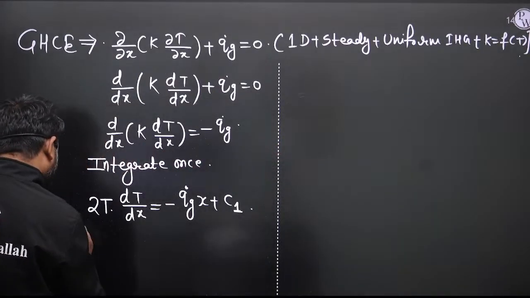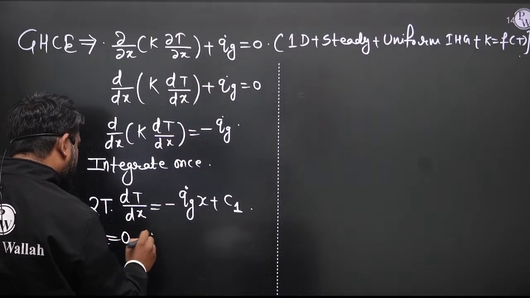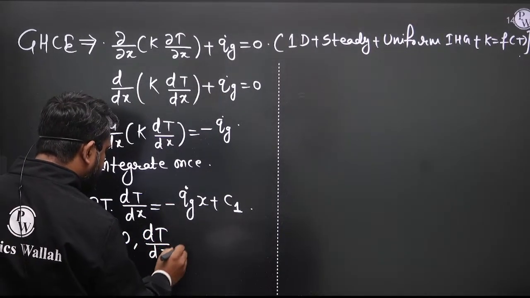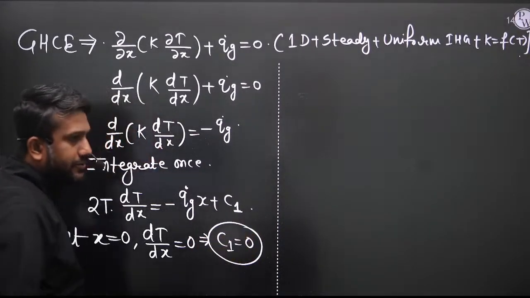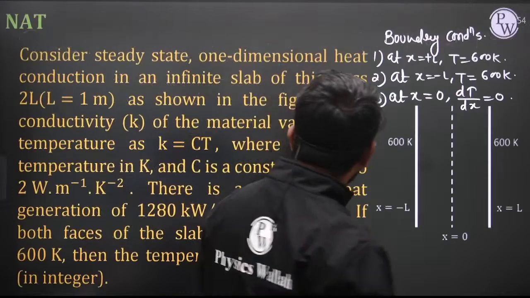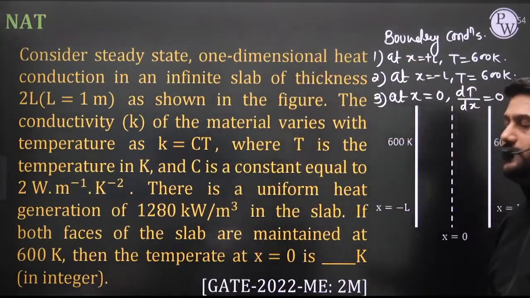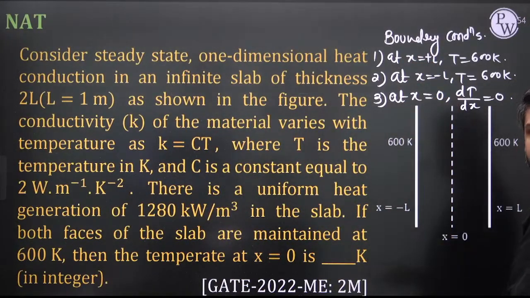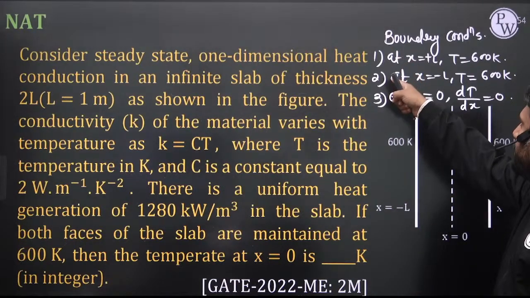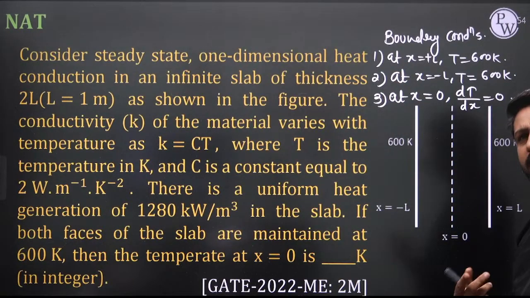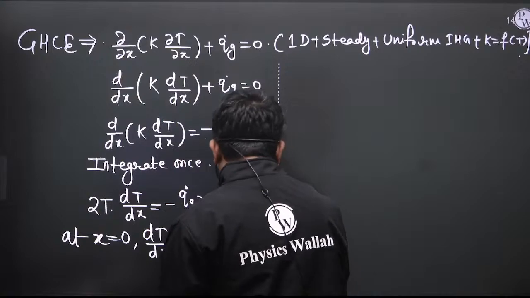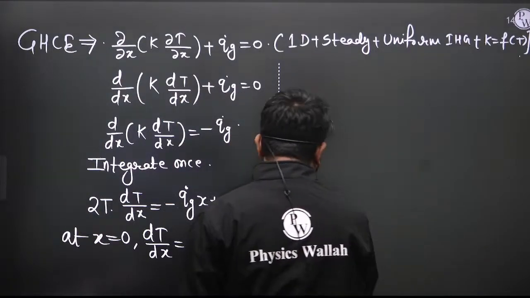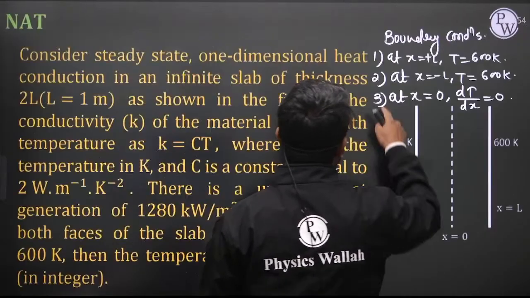If we apply this boundary condition at x equal to 0, that dt by dx is 0, then C1 is equal to 0. Sir, can we use the first two boundary conditions, 1 and 2? Yes, you can use those also, no problem. Ultimately you get the same answer. But to make the calculation easy, I am using this boundary condition first.